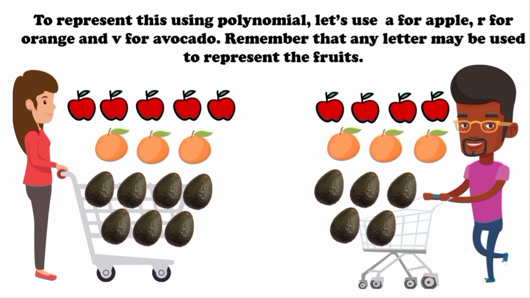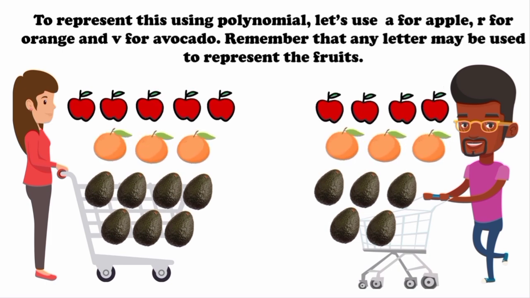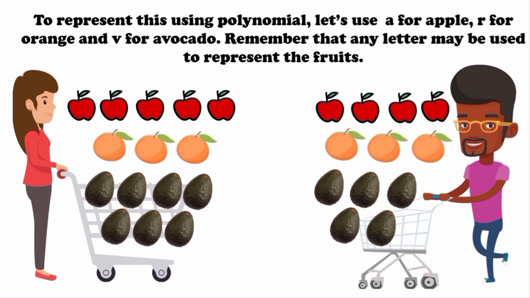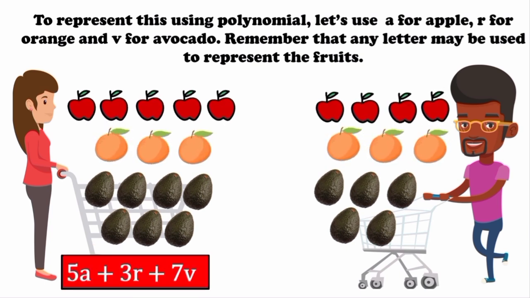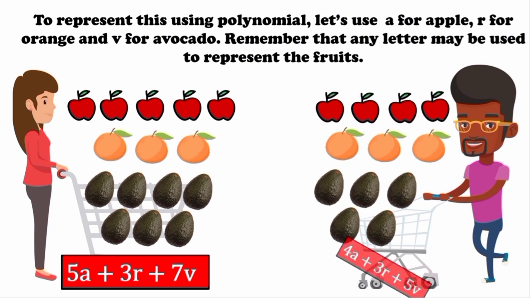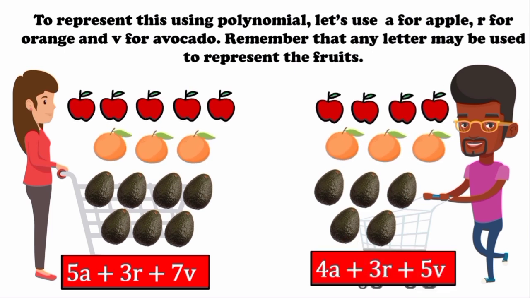To represent this using polynomial, let's use A for apple, R for orange, and V for avocado. Remember that any letter may be used to represent the fruits. Now, let's represent their fruits to polynomial. For mother, we have 5a plus 3r plus 7v. Now, let's represent the fruit of father. We have 4a plus 3r plus 5v.